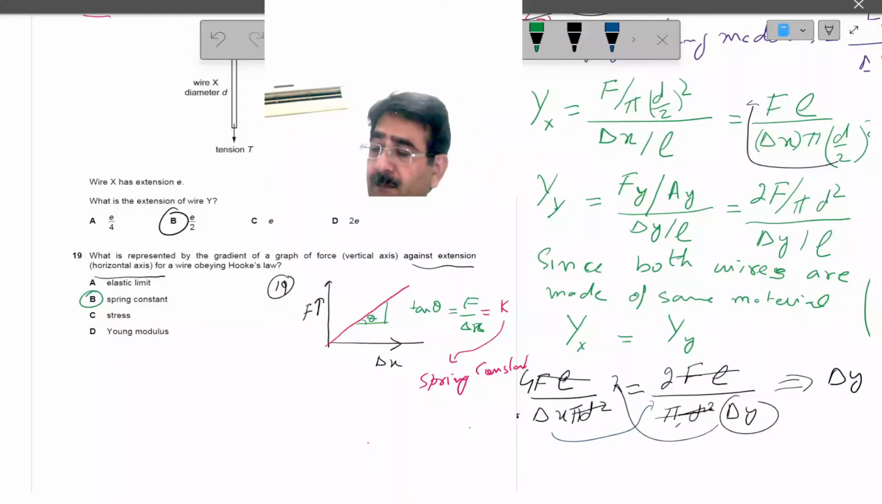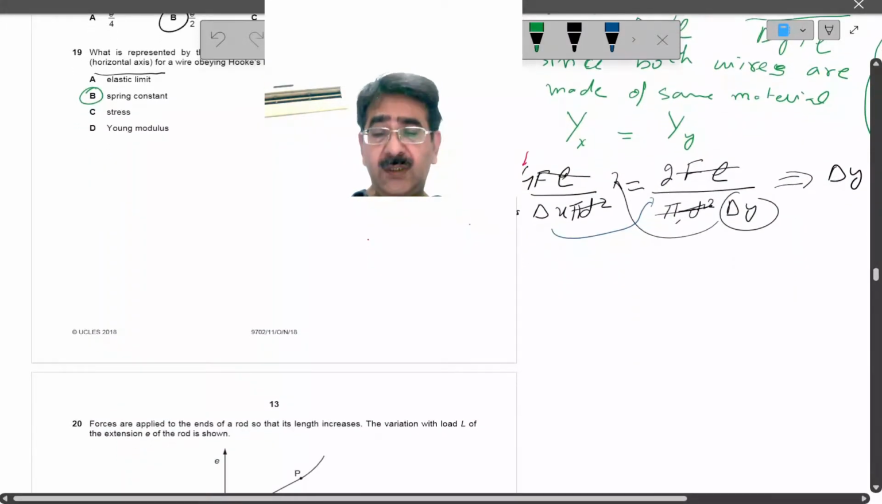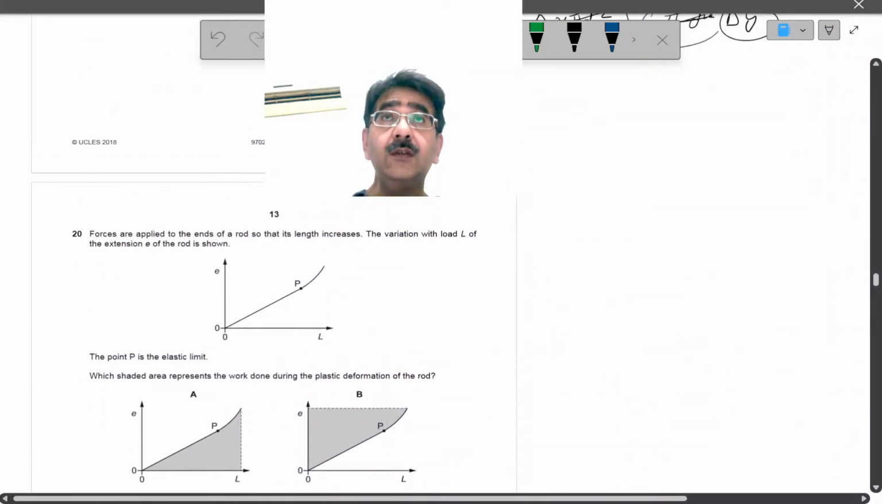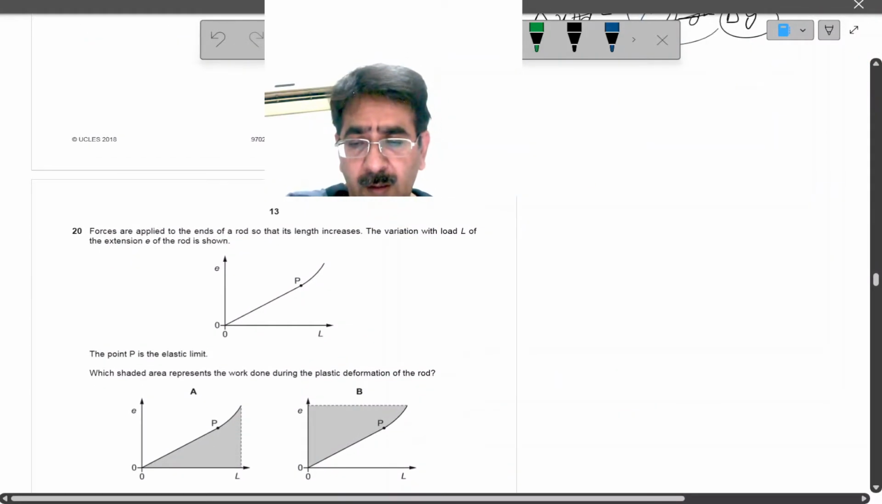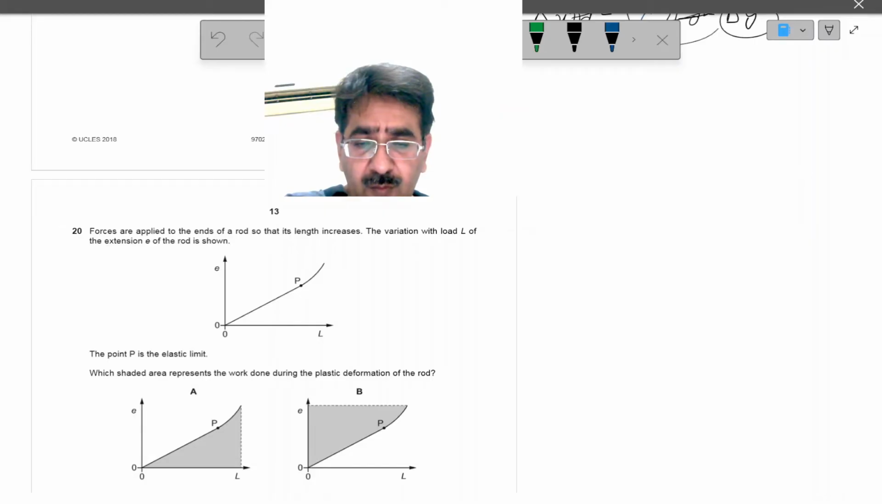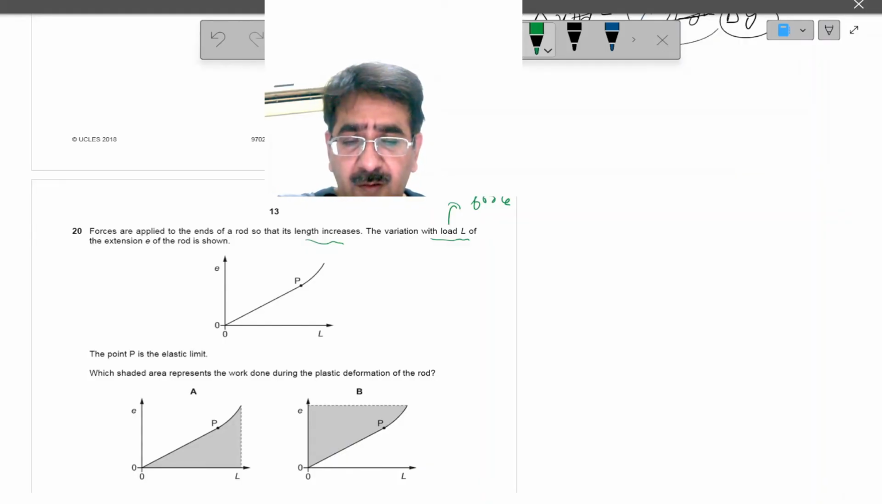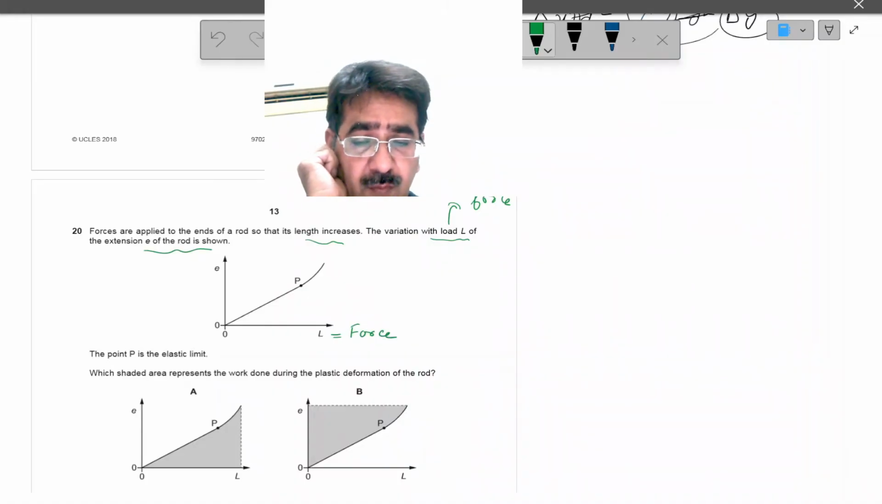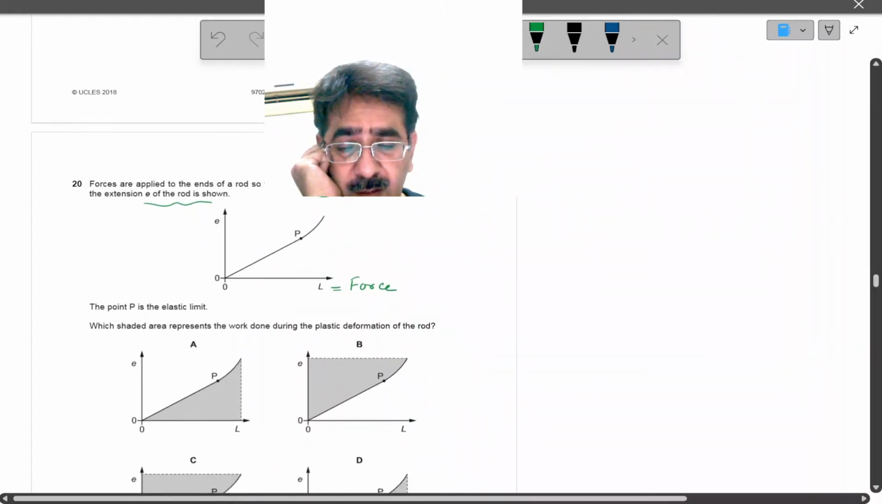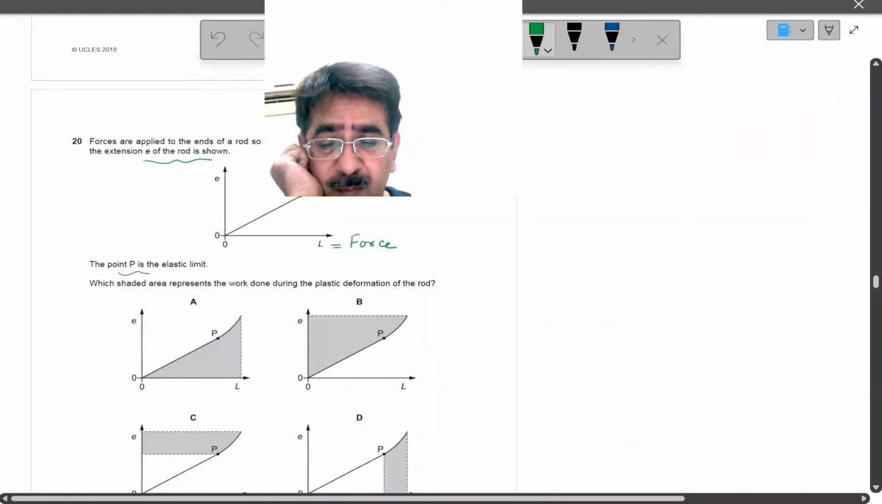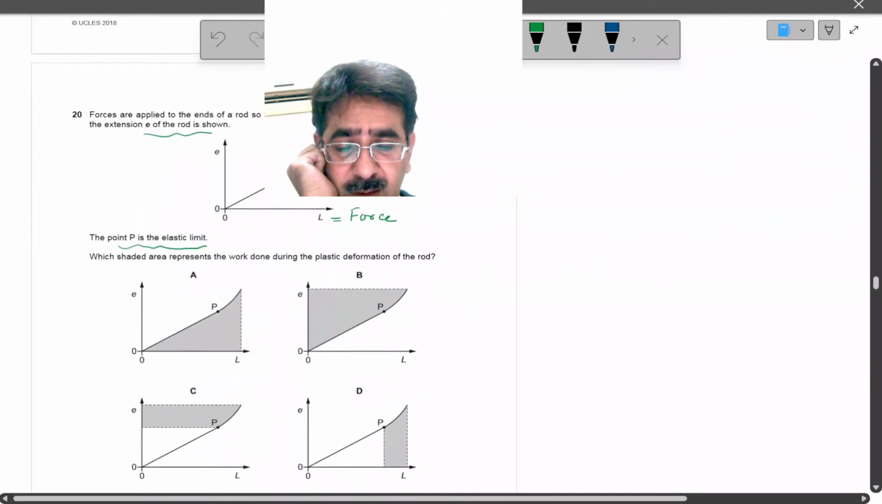Okay, next question is question number 20. Force is applied to the end of the rod so that the length increases. The variation of the load L, which represents the force, with the extension of the rod is shown. Load is a force. The point P is the elastic limit.